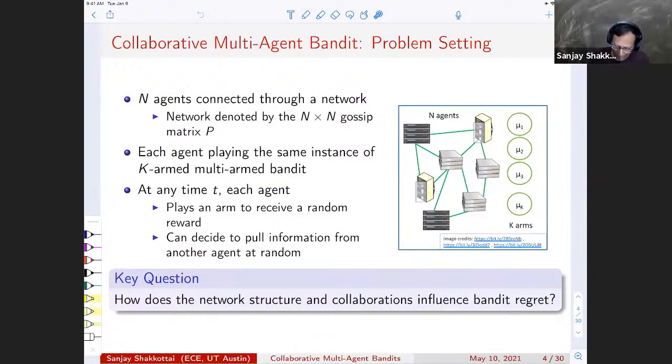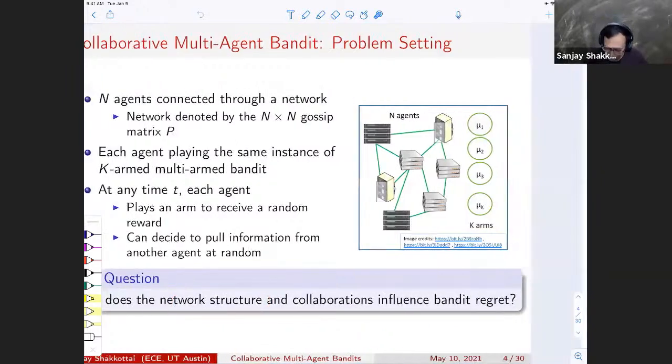And the agents also potentially can talk to another agent and pull information, ask for some recommendation or ask for some information. I'm being extremely vague on information right now. We'll quantify this a little better as we move forward. Okay, so hopefully the setting is clear. And the goal here is we want to understand network structure and collaborations. How does it influence bandit regret? So this is a high level problem.